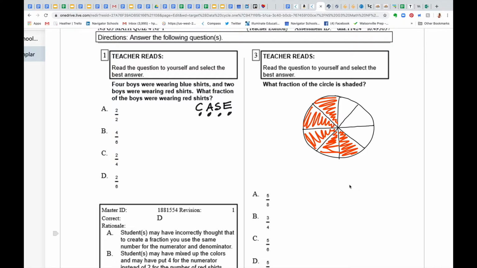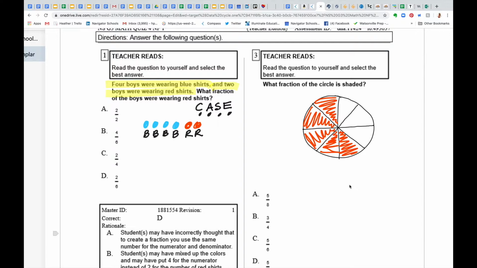4 boys were wearing blue shirts. Okay, that's a really important chunk. So as I chunk that out, I'm also going to draw this. So 4 boys were wearing blue shirts. The next chunk, 2 of the boys were wearing red shirts. So blue, blue, blue, blue, red, red, because that's what I would expect a student to do in their work. All right, so I got my blue shirts, my red shirts.